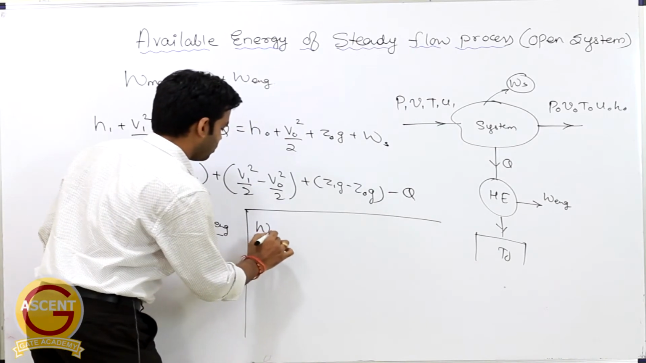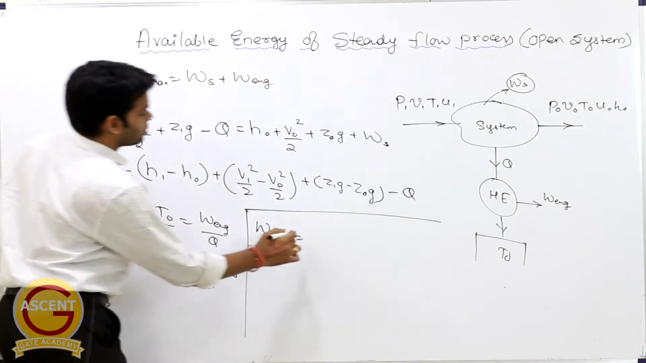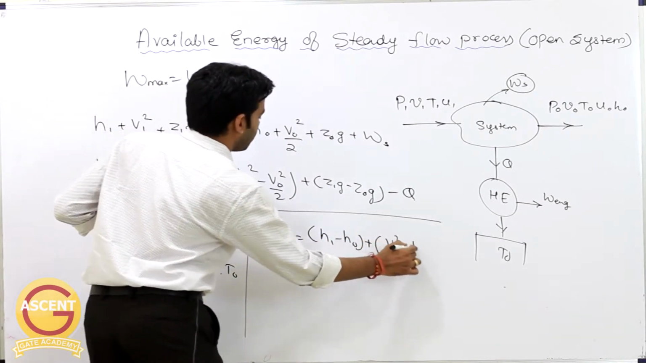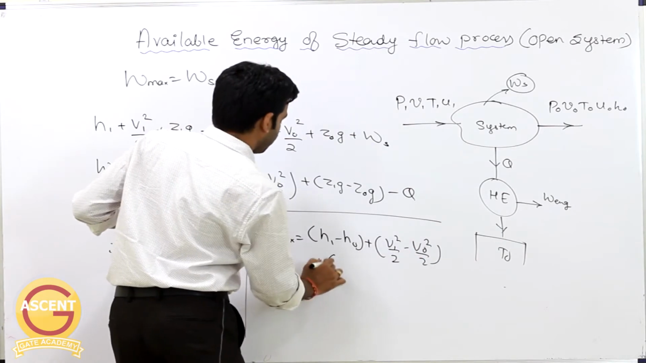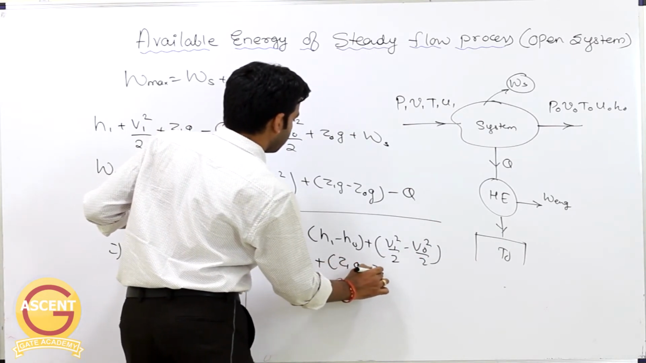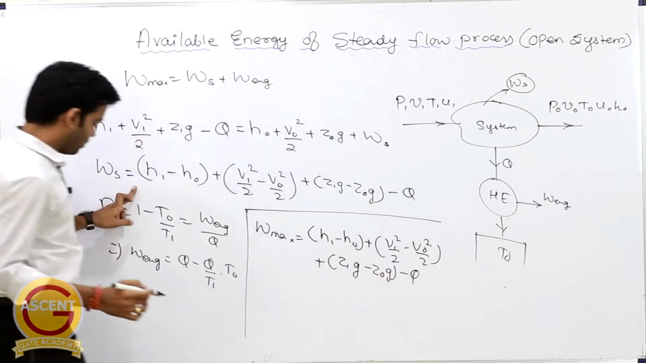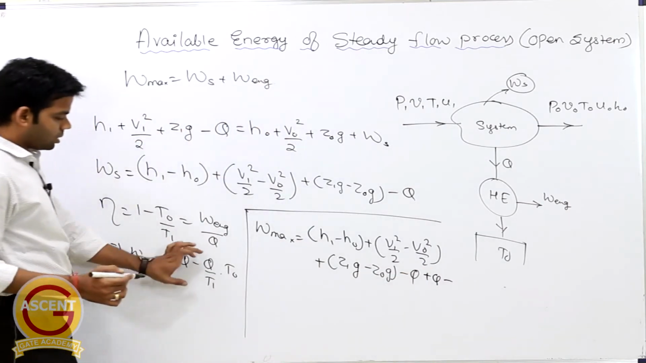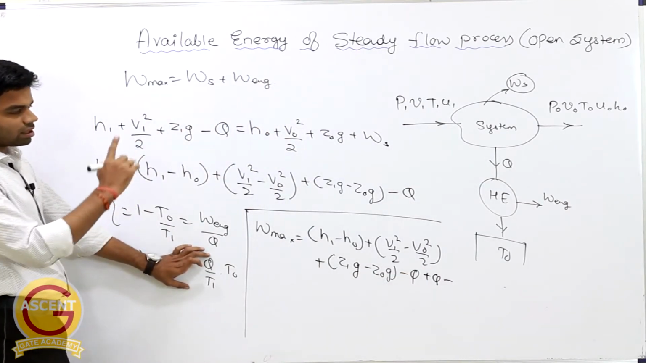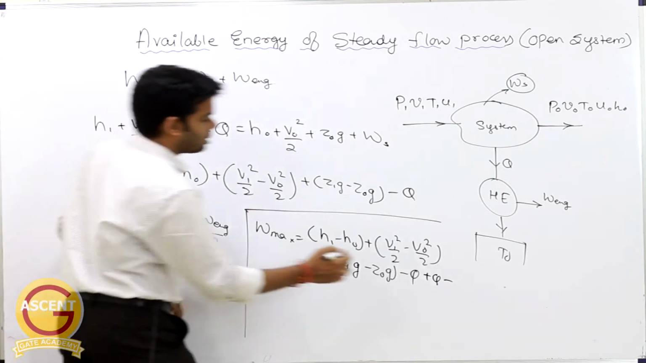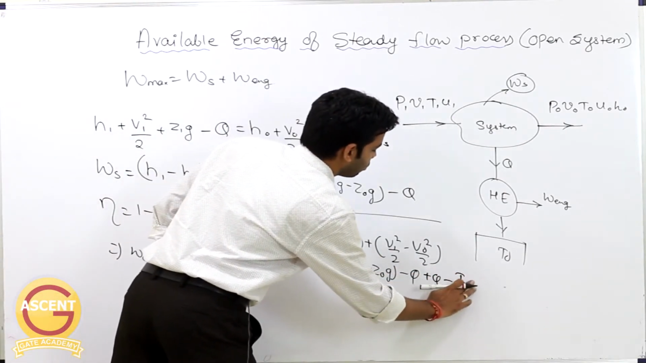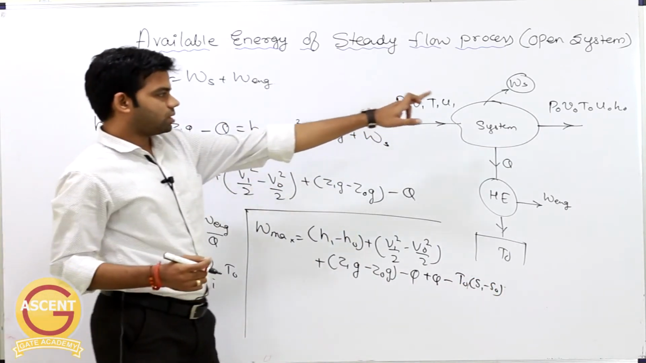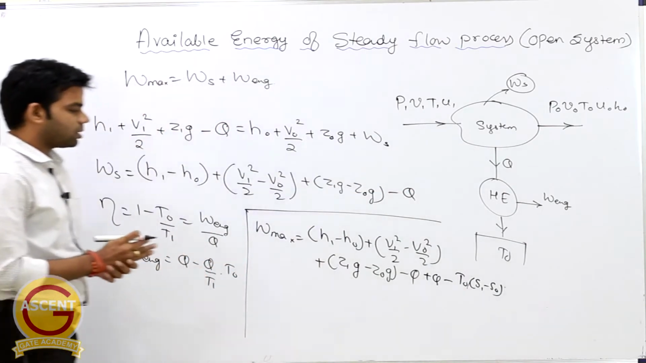So this W max will be equal to H1 minus H0 plus V1 square by 2 minus V0 square by 2 plus Z1G minus Z0G minus Q, plus Q minus this Q by T1 into T0. Q by T1 is nothing but the change in entropy, S1 minus S0, so this will be T0 into delta S, or T0 into S1 minus S0. Because S1 is more than S0, heat is getting released from here.